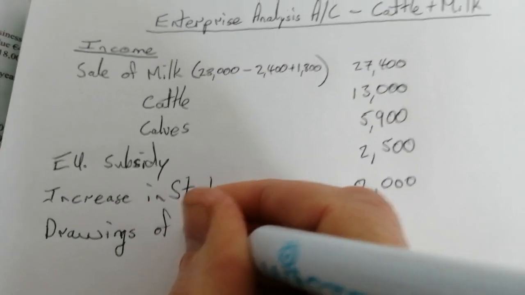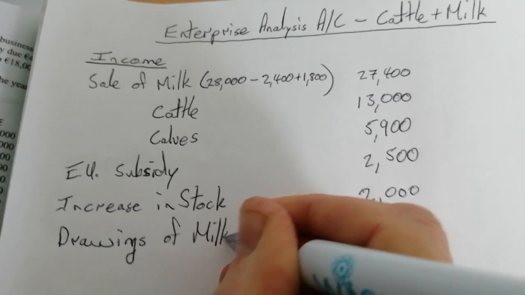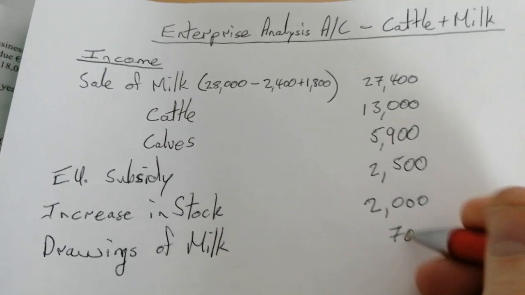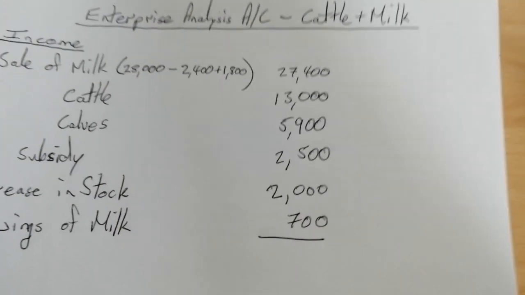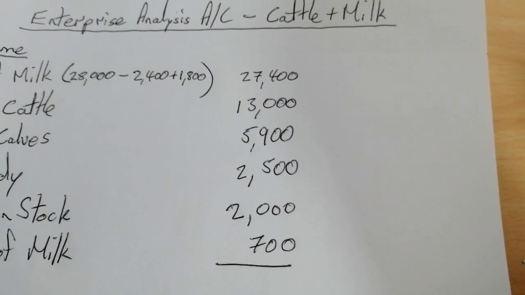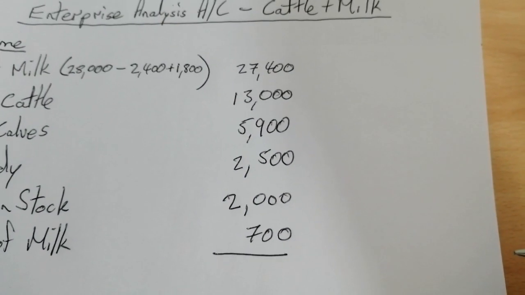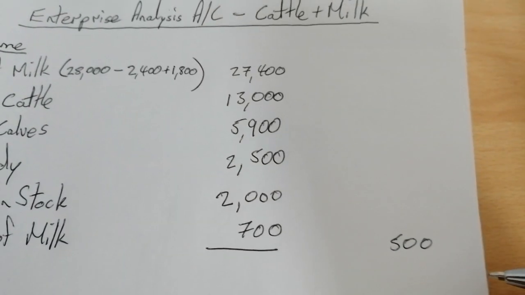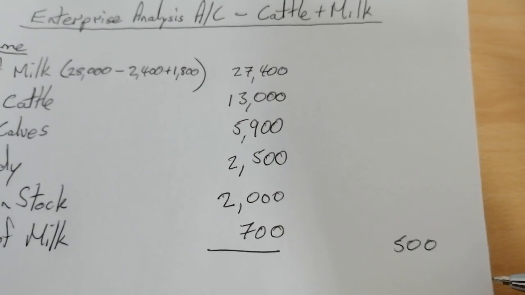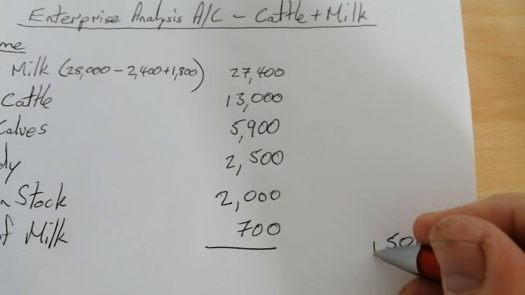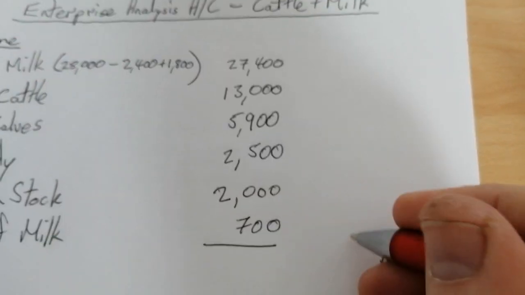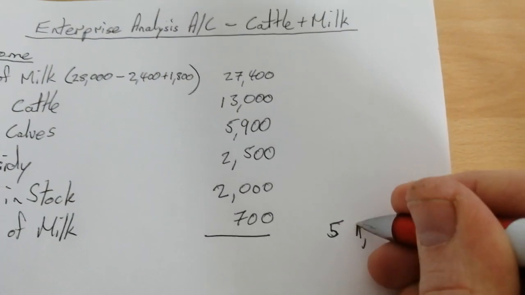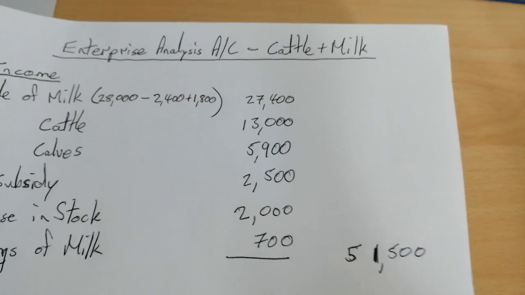Drawings, milk, and what do we say it was? 700. Okay, that should be everything. We just need to tot that up. Okay, and 1, okay, and 5. Okay, so that is terrible writing. That's supposed to be 51,500.